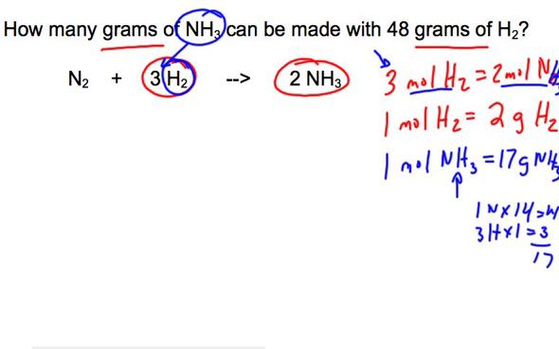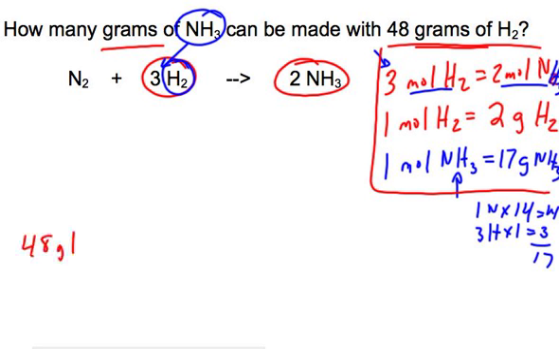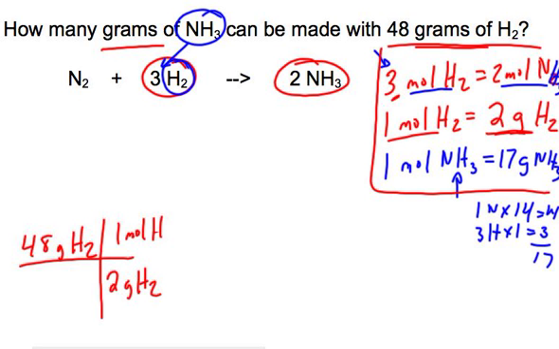So I have 3 things here. I need to use all 3 of these, in this case, to get my answer. So fence posting, I'm going to again start. I've got 48 grams of H2. But that's no good. I need to get to moles. If you're doing a stoichiometry problem and you want to go from one chemical to another, you must get to moles. So 48 grams of H2, the relationship is 2 grams of H2 is equal to 1 mole of H2. So I'm going to say 2 grams of H2 is equivalent to 1 mole of H2.